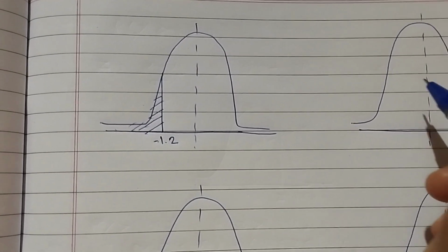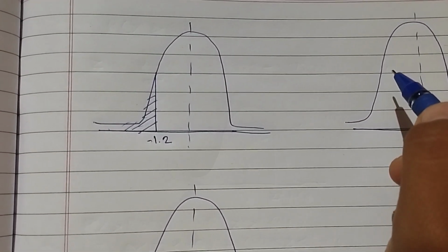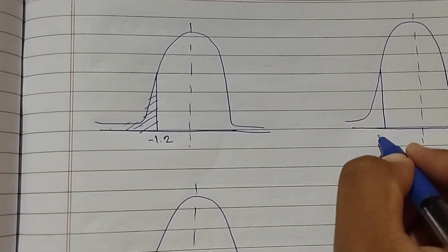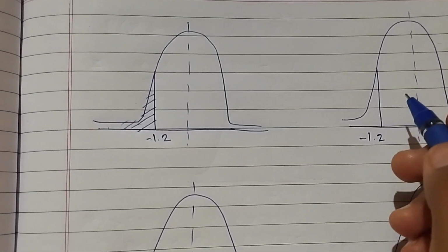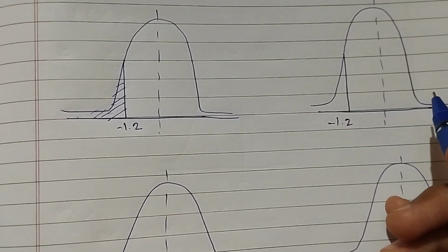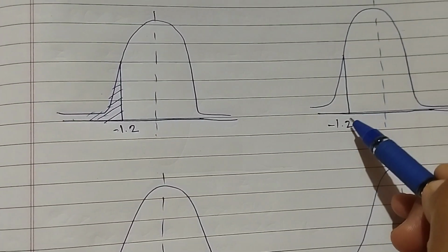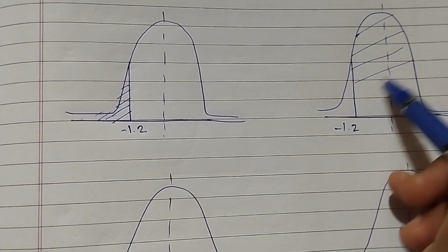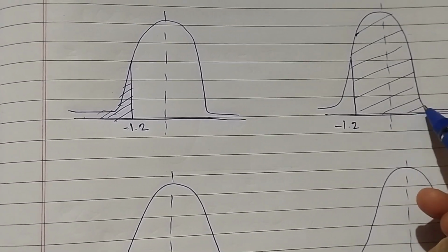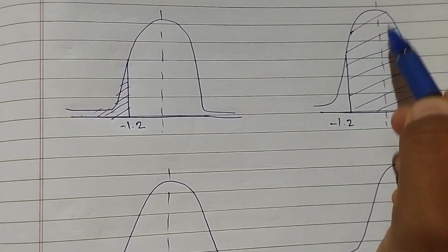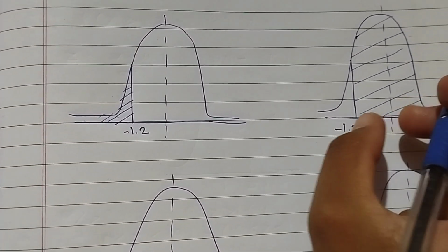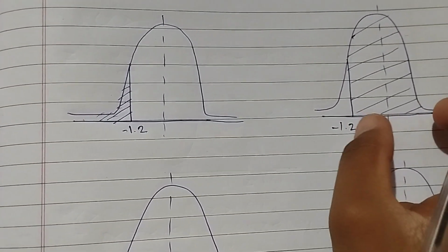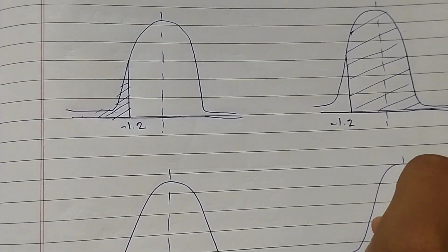If the value of z is minus 1.2, and we want to find the area which is greater than minus 1.2, then we calculate this portion which is greater than minus 1.2, and for this portion we know it is 0.5. We only calculate the remaining portion and add both portions, and we get the area which is greater than minus 1.2.